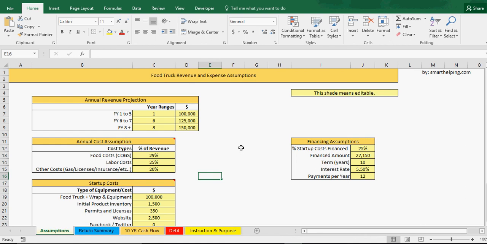Anything. I'm trying to think of anything else that you might need. I do have instructions and purpose there. Basically, this is not for accounting. This is for the purpose of trying to forecast cash flow.